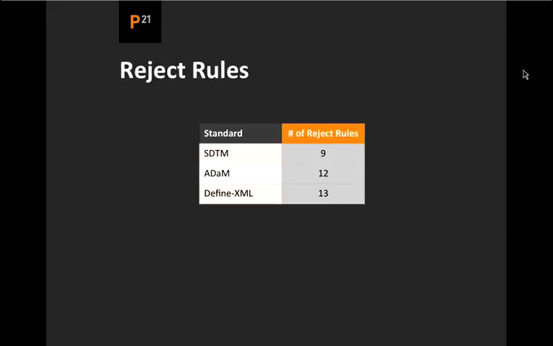So let's take a look at the rejects. Everybody asks me about the rejects. Everybody is concerned about their submissions being rejected. The good news is that the rejection criteria today is very, very small. If you look at the different standards, there's only 9 rejection rules in SDTM, 12 rejection rules in ADaM and 13 in Define-XML. So it's a very small number of rules currently.